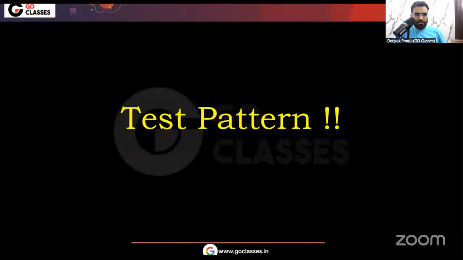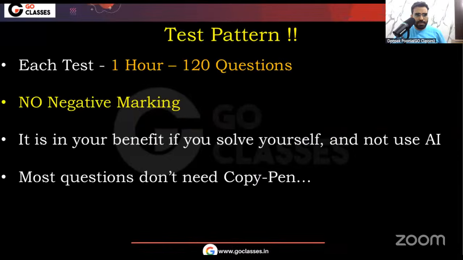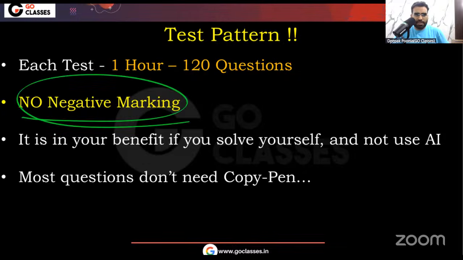Now let's quickly see what the test pattern is. Each test will be of 1 hour and there will be 120 questions. So you can see the speed matters. And let me tell you, there is no negative marking.